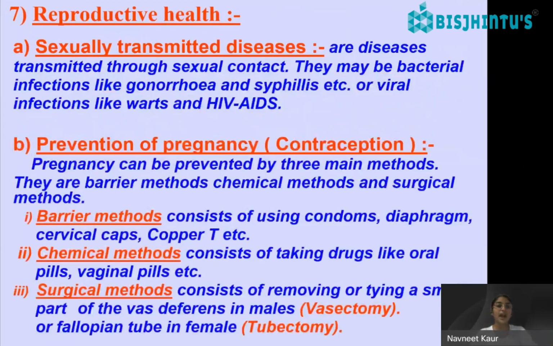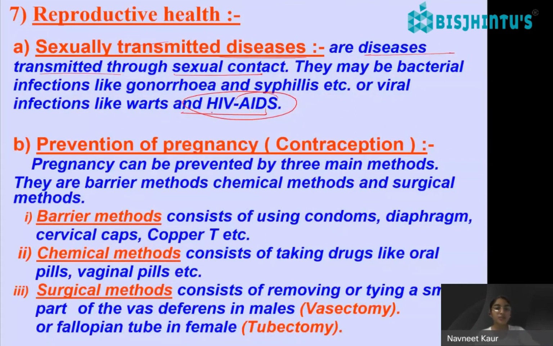So the very next we have reproductive health. Now we'll be discussing some of the important terms. First we have sexually transmitted diseases. These are the diseases that are transmitted through sexual contact, and the examples are HIV and AIDS. The main examples we are going to learn are HIV and AIDS.